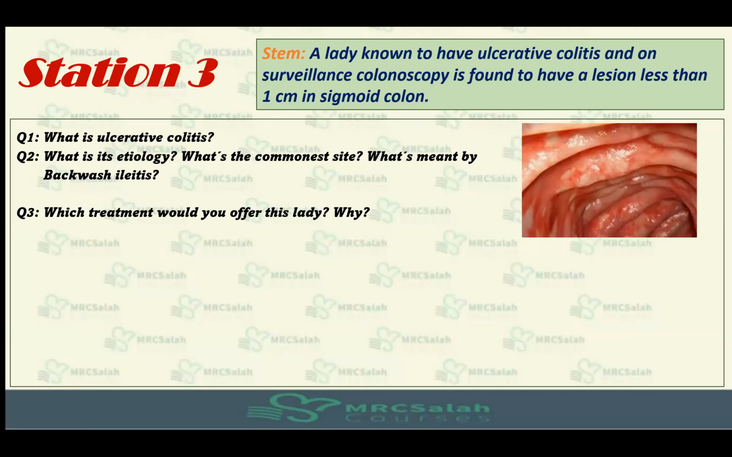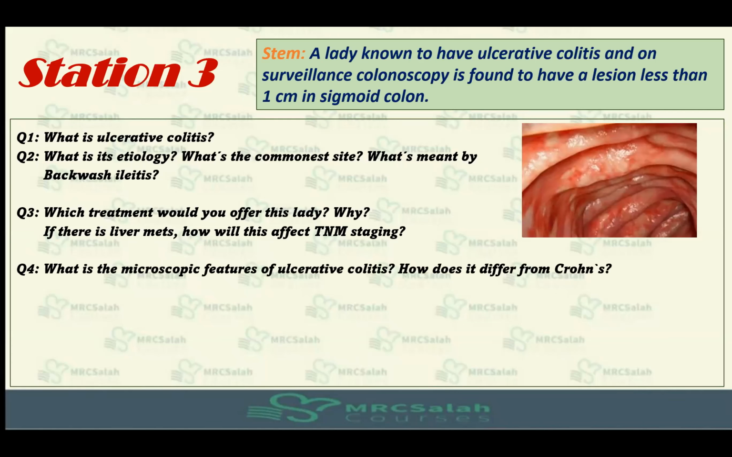What treatment would you offer this lady and why? Proctocolectomy, because it will lead to colon cancer. Yes, so we will do proctocolectomy with either an end ileostomy or we can make an ileal pouch. Yes, great. If there is liver mets, how will this affect your TNM staging? It is going to be M1. Okay, this is right.